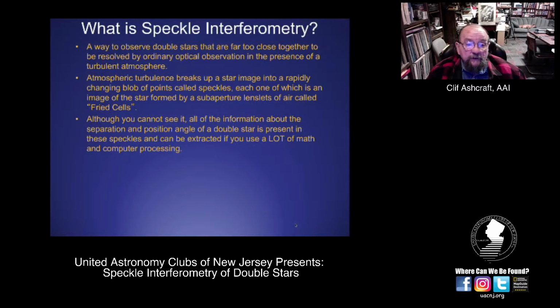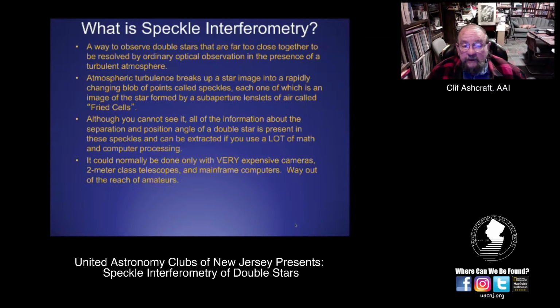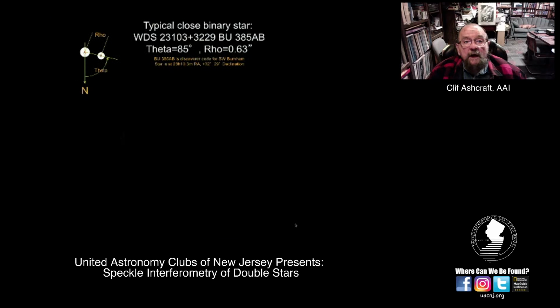Now, although you cannot see it, all of the information about the separation and position angle of a double star is present in those speckles and can be extracted if you use a lot of math and computer processing. It could normally be done only with very expensive cameras, 2-meter class telescopes, and mainframe computers, way out of the reach of amateurs. Okay, now here is a typical double star.